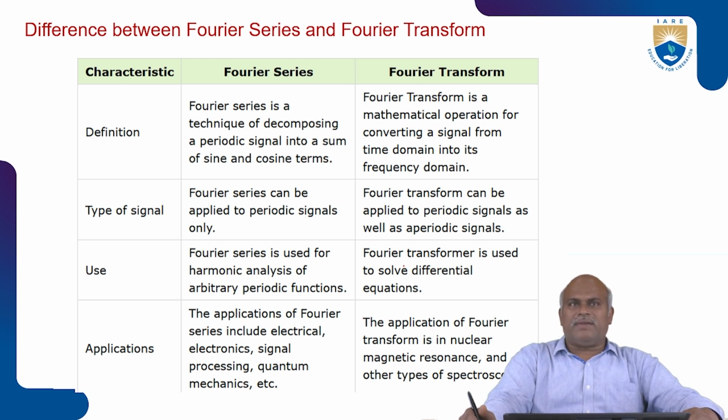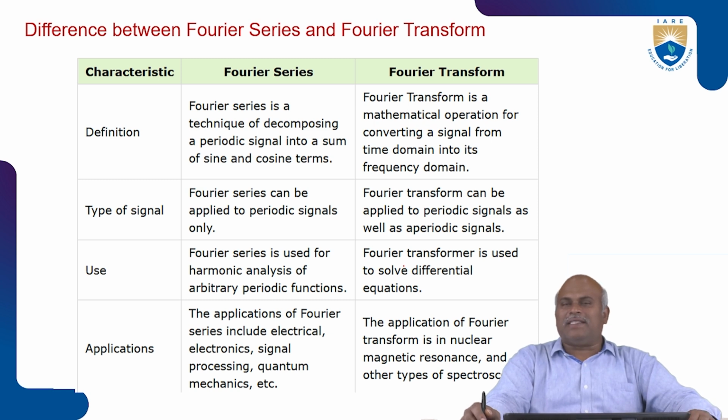Next, uses. The Fourier series is used for harmonic analysis of arbitrary periodic functions. But the Fourier transform is used to solve differential equations. In the Fourier series, it is not possible to have a time-based condition, but the Fourier transform depends on the time-based condition only. That means we can differentiate, otherwise we can integrate; both conditions are satisfied for the Fourier transform.